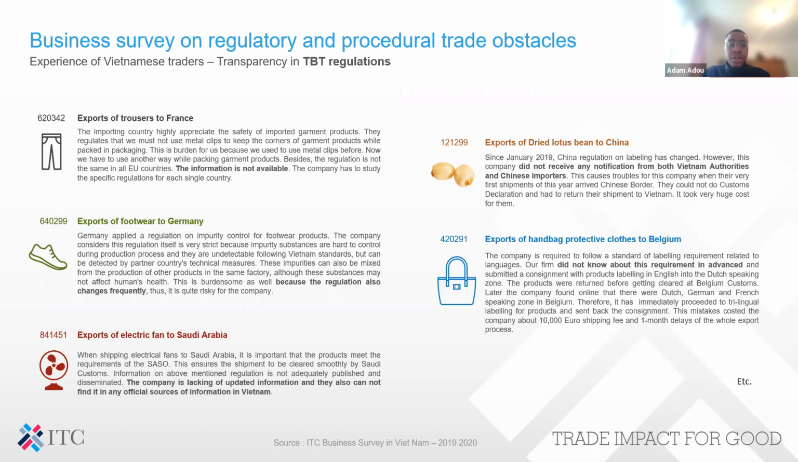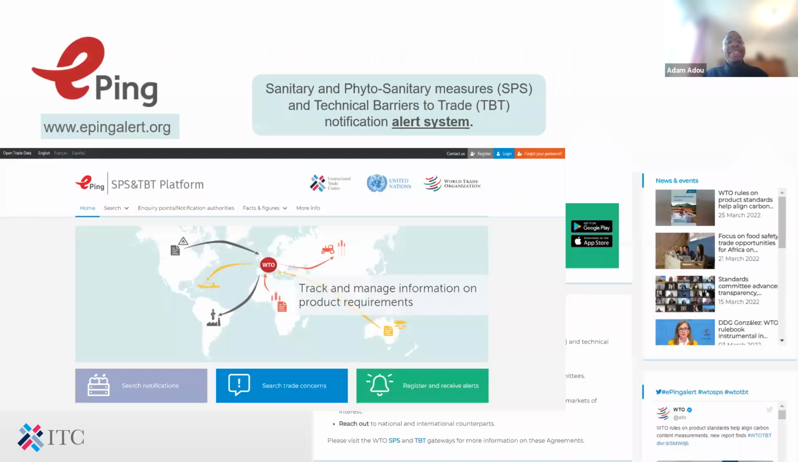All this can be solved for TBT or SPS regulation, because e-ping covers those two. Now I said the name. This is e-ping. So the tool that we use to keep on track on regulatory measures, but only sanitary and phytosanitary measures, and TBT as well.